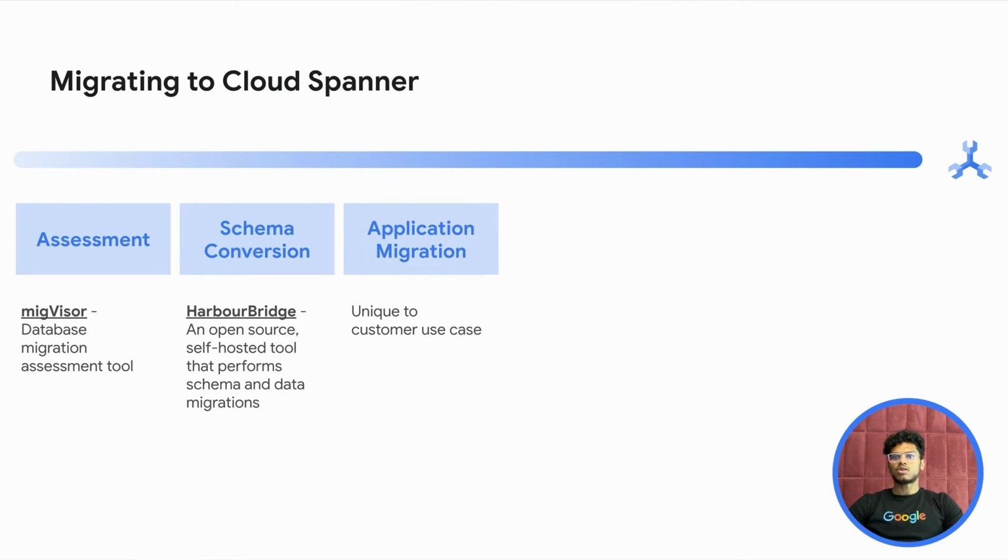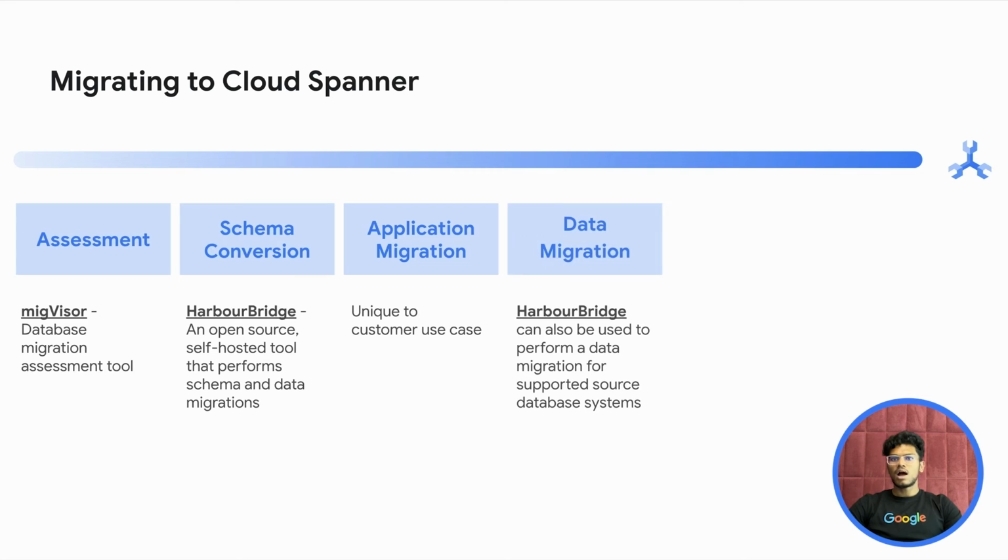You may also need to translate some queries in your application to Google Standard SQL, which is based on ANSI SQL. You can also opt to use our new Postgres interface, which allows you to write your queries in the Postgres dialect. The exact process of application migration will be unique to your use case. Then, migrate your data from the source database to Cloud Spanner.